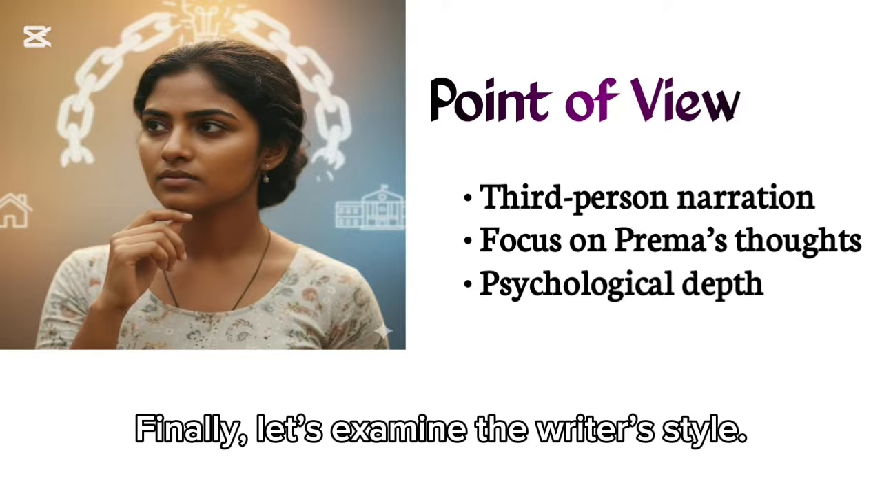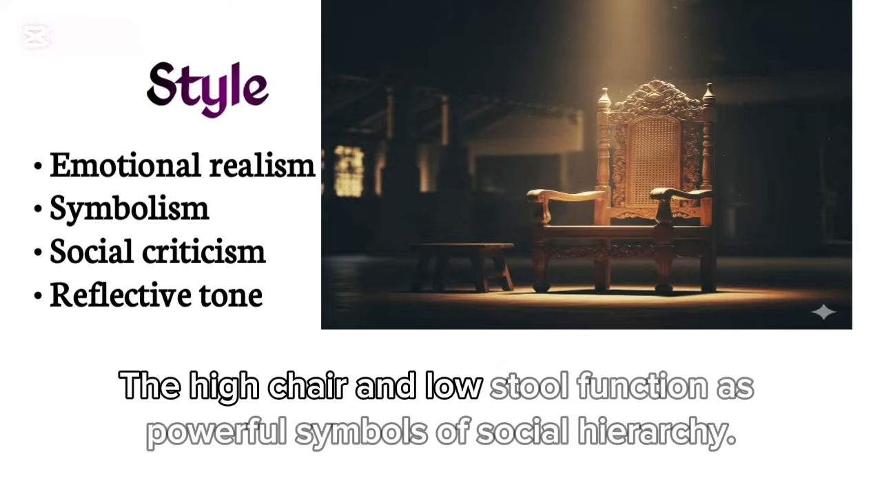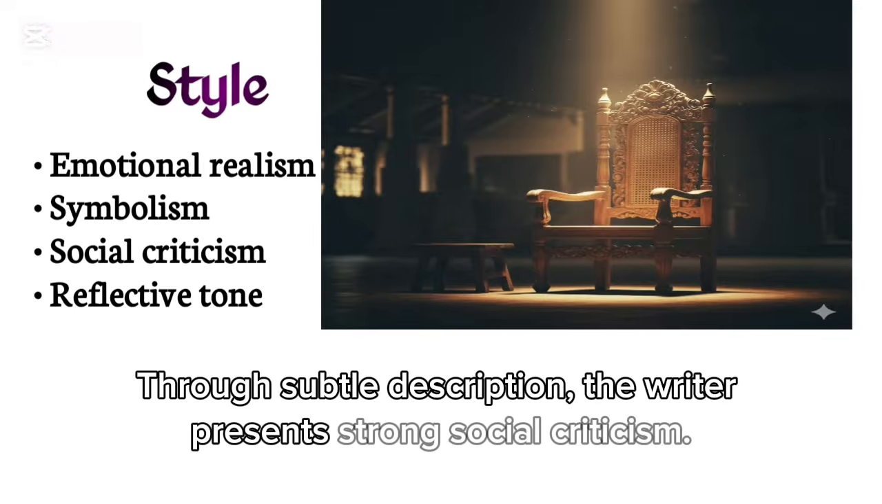Finally, let's examine the writer's style. Sita Kulatunga uses emotional realism to portray caste oppression. The high chair and low stool function as powerful symbols of social hierarchy. The tone is reflective and intense rather than dramatic. Through subtle description, the writer presents strong social criticism.